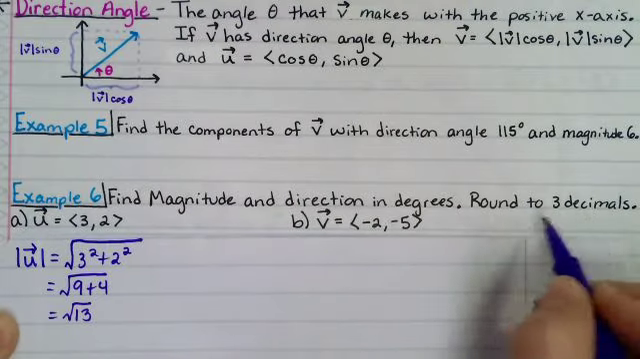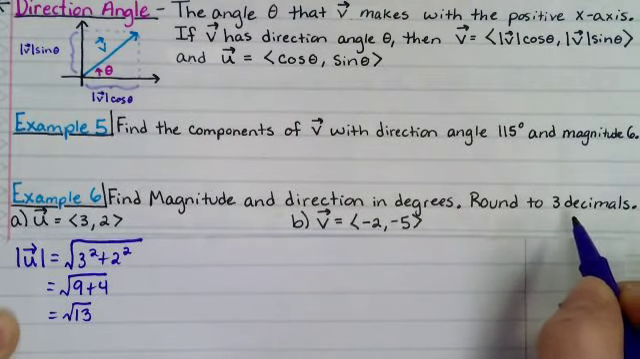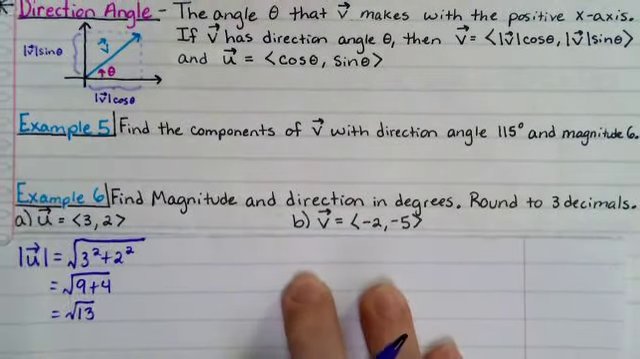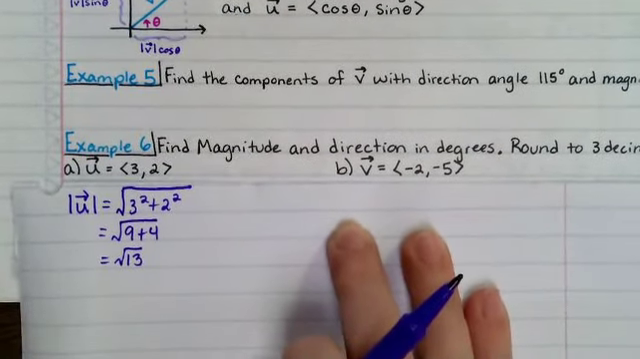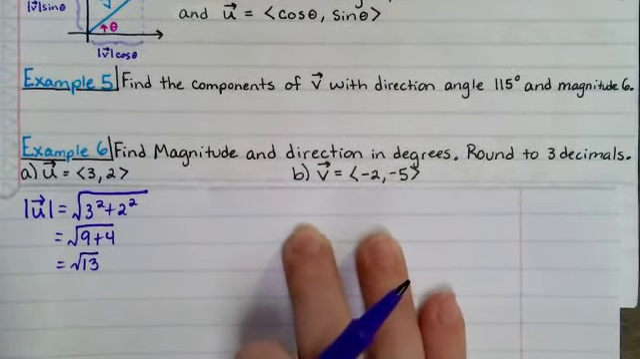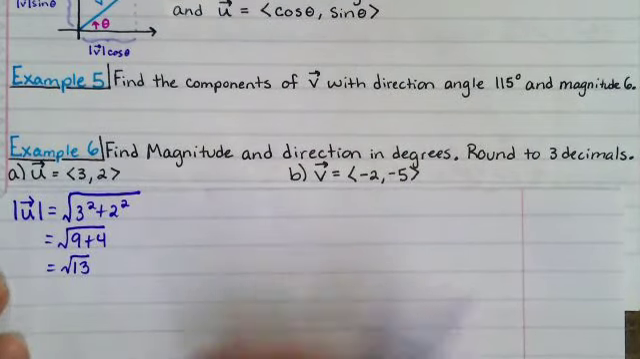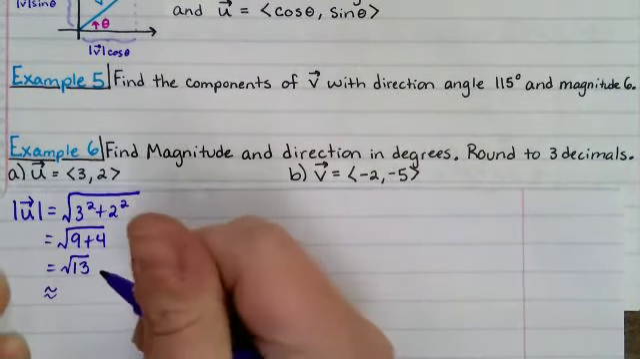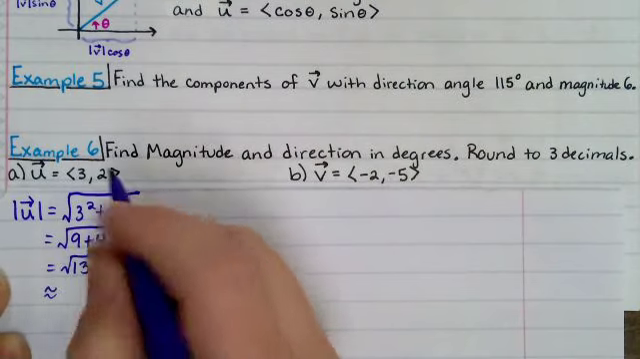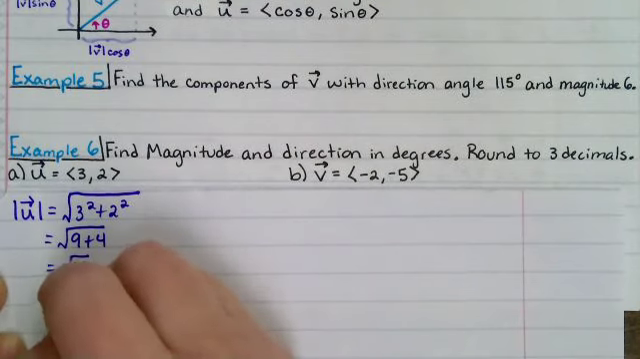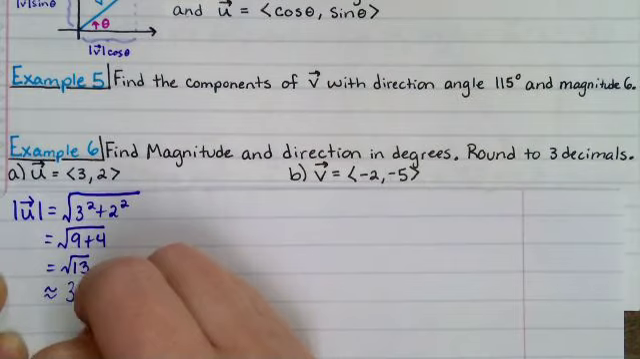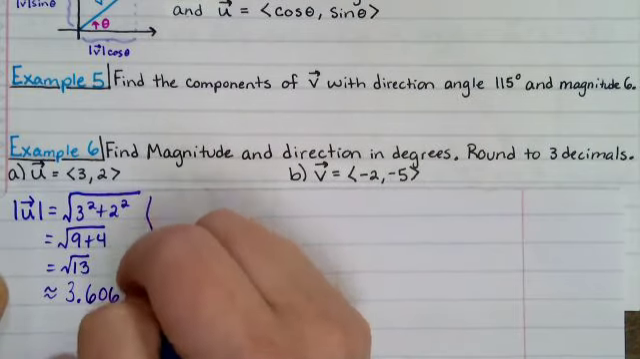Now, did you notice that the direction said to round to 3 decimals? If they give you that direction, then we have to do it, right? So I'm going to go ahead and give you what this would be. Rounding that to 3 decimal places gives us about 3.606 for the magnitude of U.